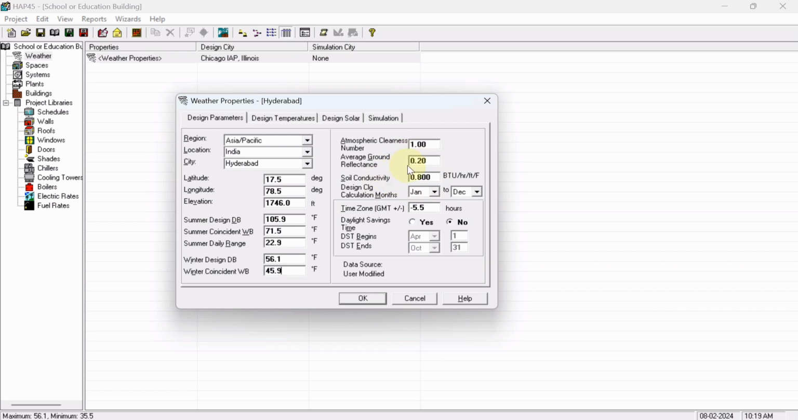Okay, so here I am taking, because this detail you will get from the civil person, from the soil engineers. By default in HAP it is written 20%, so take that value only. Because different surfaces have different values which represent their reflective properties. So here we are taking that 20%.